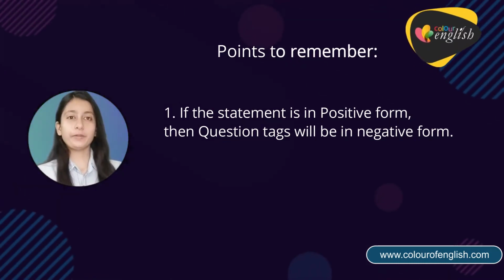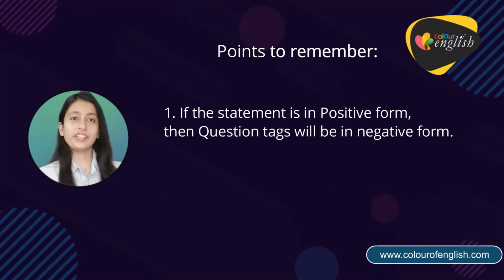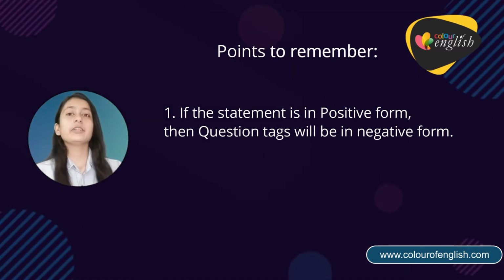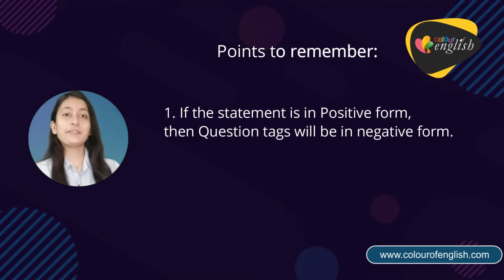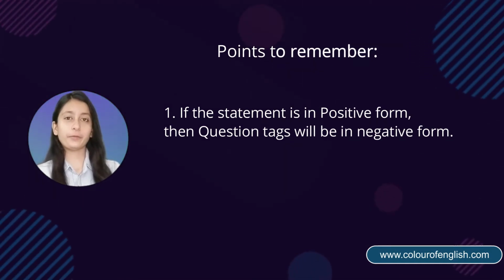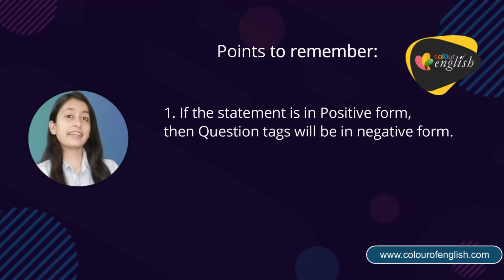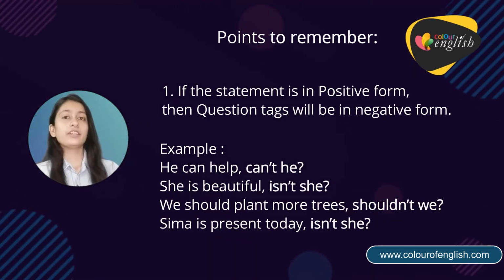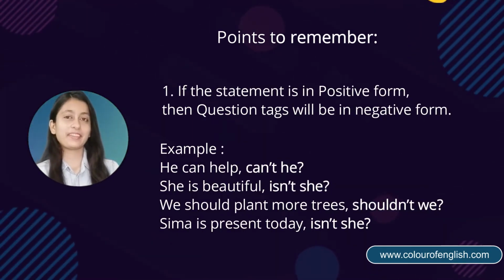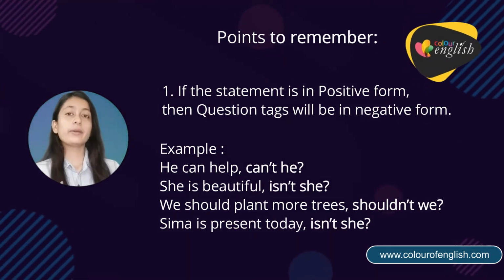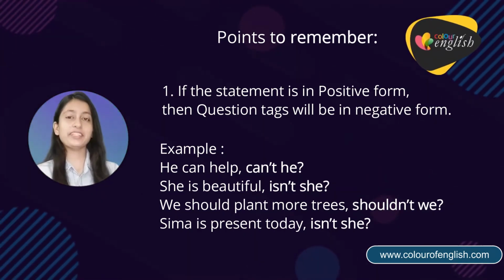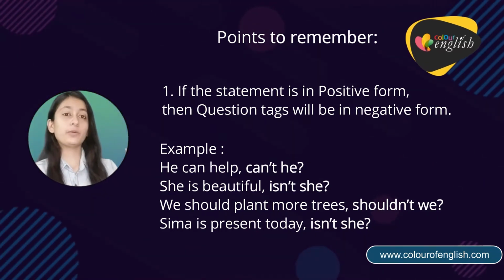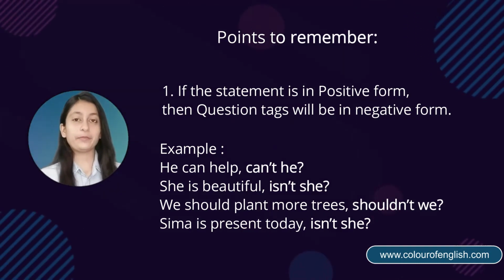Here are some points to remember, or the rules to form question tags. The very first rule is that if the first statement is in positive form, then the question tag will be in negative form. For example, he can help, can't he? Here we can see that the first statement is in positive form, he can help, so the question tag will be in negative form. Can't he?